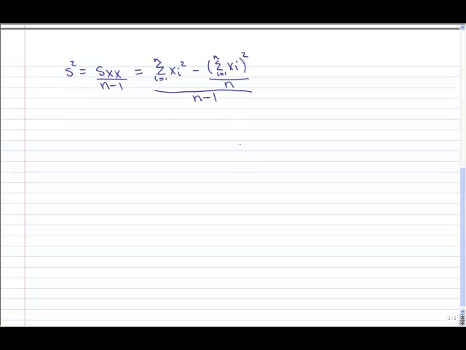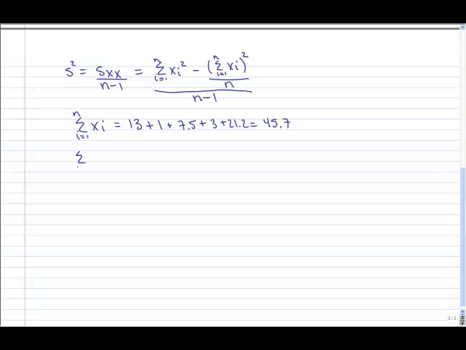Some may find this formula a little bit easier to use, especially if you know how to use your calculator. If you know how to input your data into your calculator, you can easily find this sum here as well as this sum here and then plug it into this formula. Now the difference between those two sums is the second one, the sum from i equals 1 to n, just simply means adding up all of your raw data, so 13 plus 1 plus 7.5 plus 3 plus 21.2, and this here would give us 45.7.